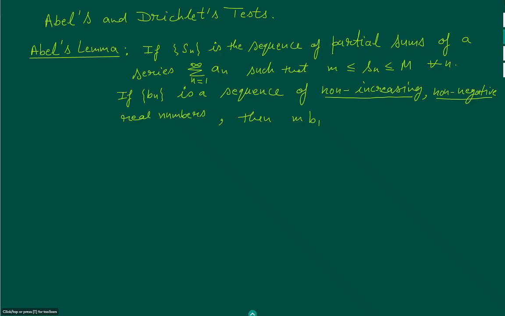positive real numbers, then the summation AkBk, k varies from 1 to n, lies between small m B1 and capital M B1. If the nth partial sum of the series An lies between small m and capital M, and Bn is a sequence of decreasing positive numbers, then the summation AkBk, k varies from 1 to n, lies between small m B1 and capital M B1. This is called Abel's lemma. We will prove it. So the proof goes like this.